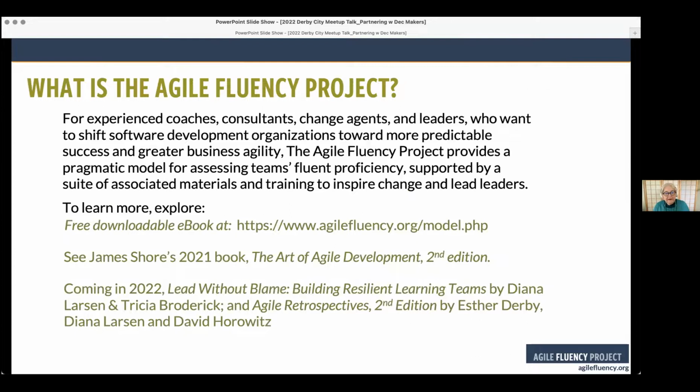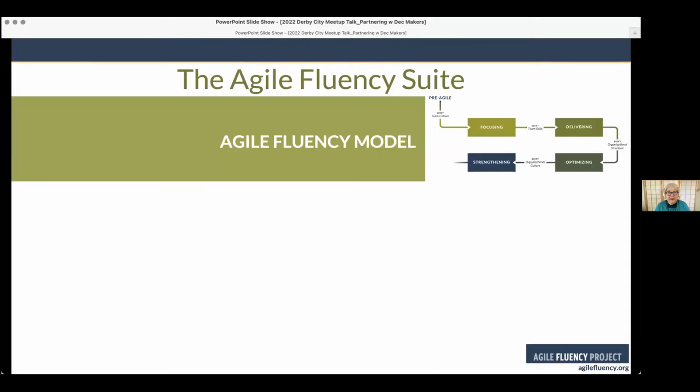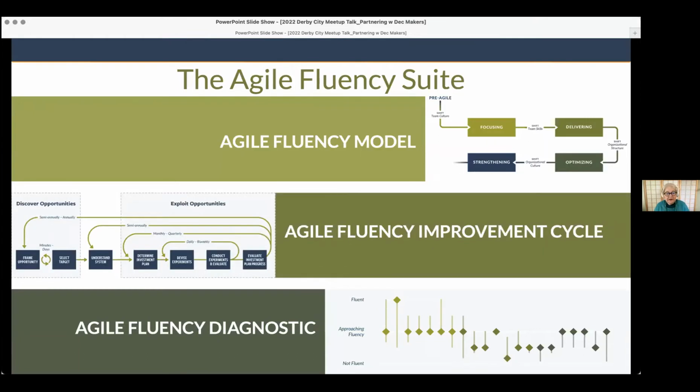So a little something about the Agile Fluency Project. We train people to use our materials. James, there's a free downloadable ebook on our website that talks more about the model. Jim Shore, in the second edition of his book, goes even more deeply into what you need to look at, the zones, and how to implement those zones with your teams. So that's great coaching information. And then presumably by the end of September, we're going to have the book out, Lead Without Blame, and it is available for pre-order now. So these are the parts of what we call the Agile Fluency Suite.